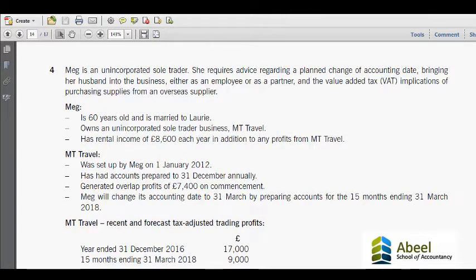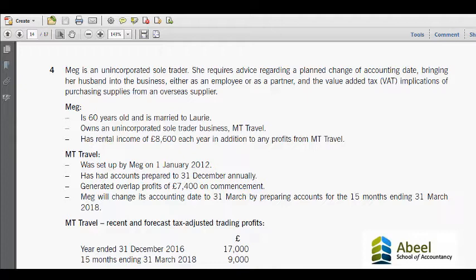Before solving any question, you are supposed to read the requirements, and then let's jump onto the question. Meg is an unincorporated sole trader. She requires advice regarding a planned change of accounting date. Stop over here. It means the first topic which must come to your mind is change of accounting date. As far as change of accounting date is concerned, there are 4 rules, and I strongly believe that everybody knows what the 4 rules of dealing with change of accounting date are.